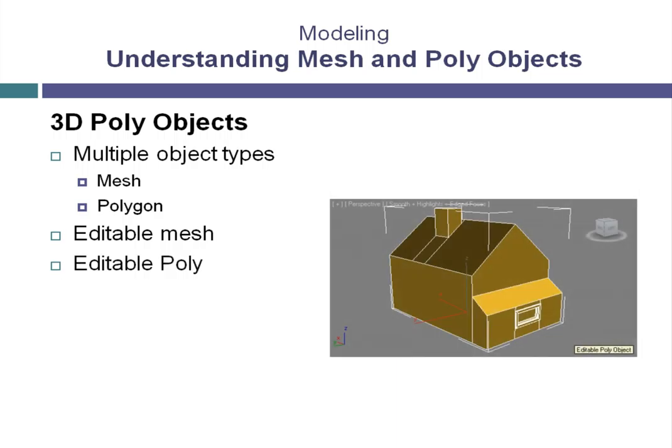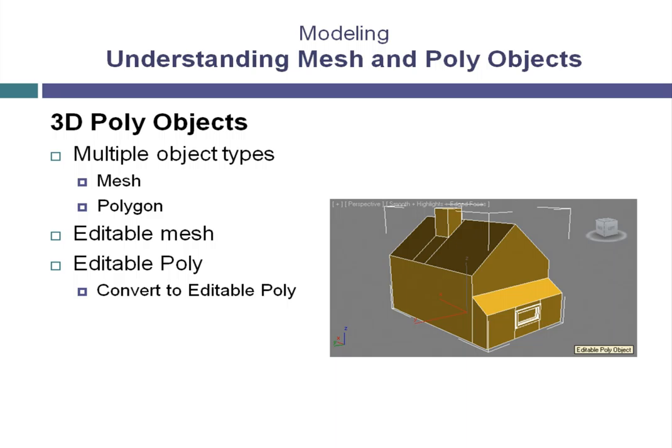There are also editable poly objects. The major difference between editable mesh and editable poly is that the editable poly objects can be made up of multi-sided polygons and have a much more advanced set of editing tools available to you that make 3D poly modeling considerably more advanced than the editable mesh.